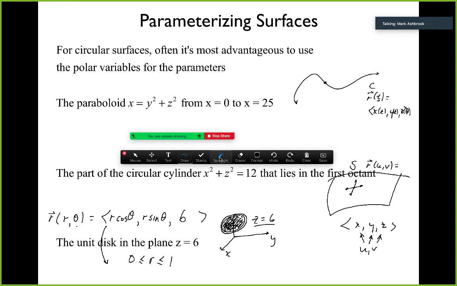Questions on that? So again, we're writing every point on that disk as an x, y, z triple, using two variables. So this does it. R cosine theta, r sine theta, different radii from the center, different angle, and always a height of 6, gets every point on that thing.